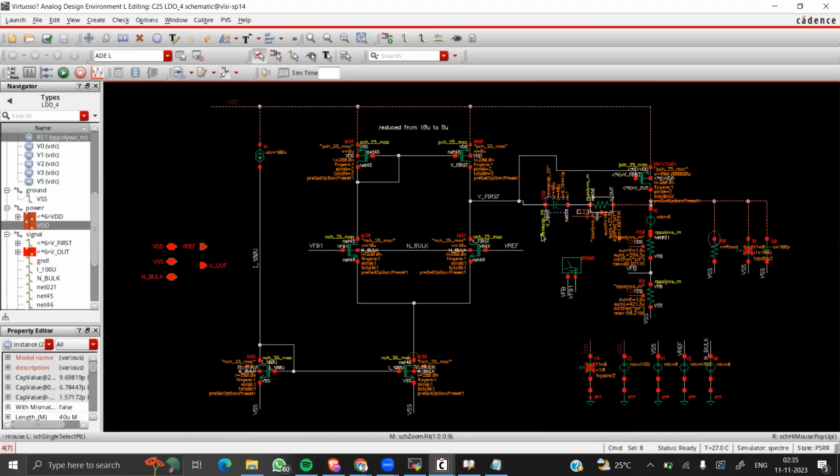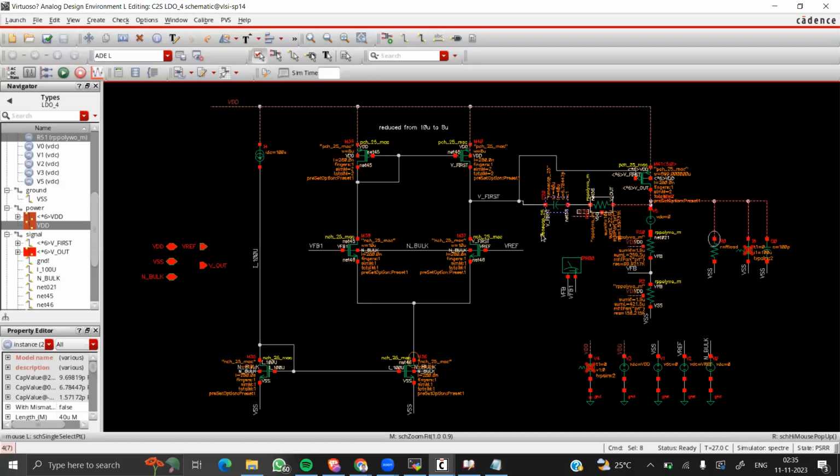How do we achieve Miller compensation? Miller compensation basically works upon pole splitting. It pulls the dominant pole to the leftmost side and the non-dominant pole to the right-hand side. So this ensures that the gain bandwidth is generally reached before the second pole.